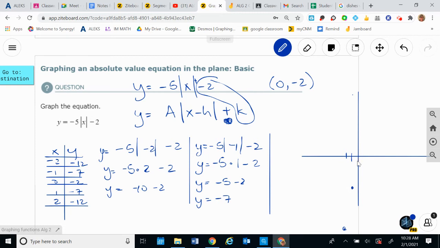0, -2. So what did it do? It went here where it was normally supposed to be at 0, 0. It moved it down. It translated it down 2. And then 1 is -7, and 2 is -12. So we have an upside down V, which you knew it was upside down. Sorry, it's really hard to graph on this, you guys. You knew it was upside down because of this. You knew it was a V because of the absolute value. The vertex was 0, -2. So it all checks out. Next.